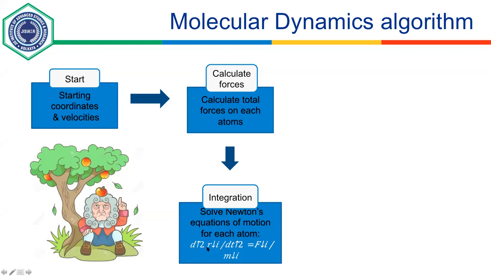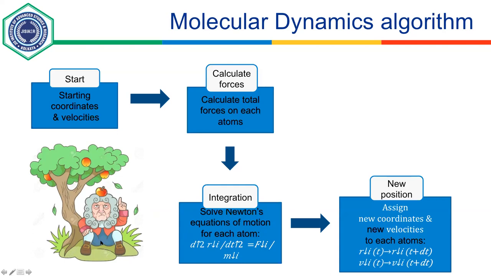Again, I'm repeating it. In this step, an integration takes place. After calculating force, we come to here. Here we solve Newton's equation of motion for each atom. The equation is d2ri/dt2 equals Fi/mi. The previous equation, you remember, force is equal to mass times acceleration. So this is mass, this is force, and this is our acceleration. R is the position, and the change of position is with respect to t, the time. Okay, so Newton is happy now.